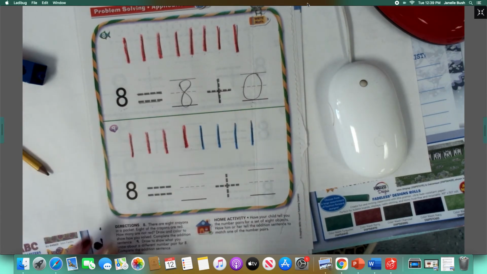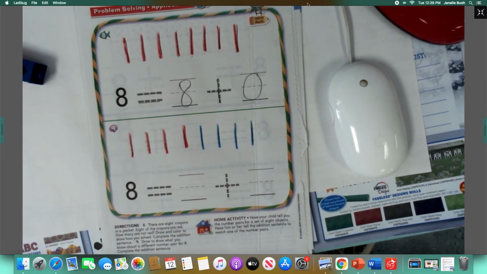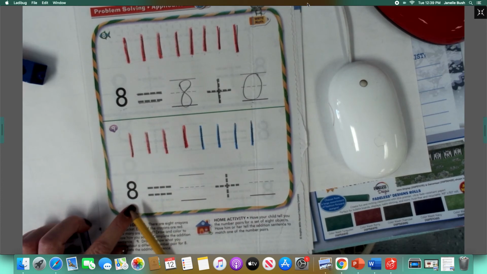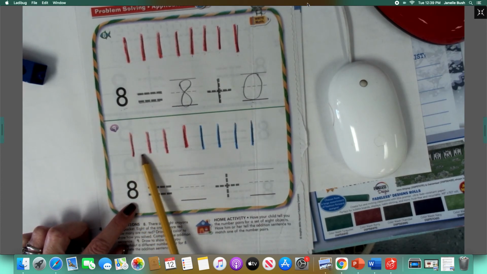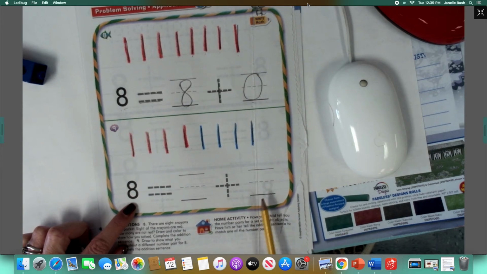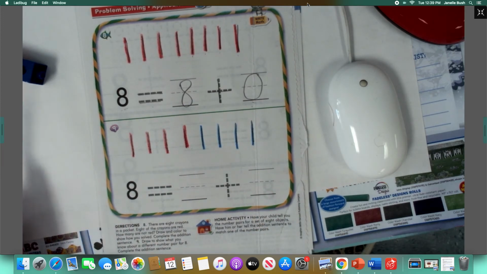Okay? Now, I want you to complete this addition sentence. Try it by yourself first. So it says 8 equals, you're going to count the red crayons, and they're going to go here, and the number of blue crayons will go here. So see if you can do this by yourself, and we'll check your answer. You can pause this video while you do this.